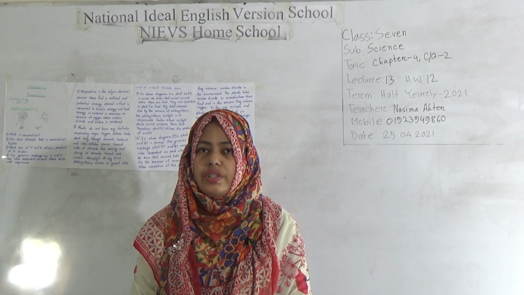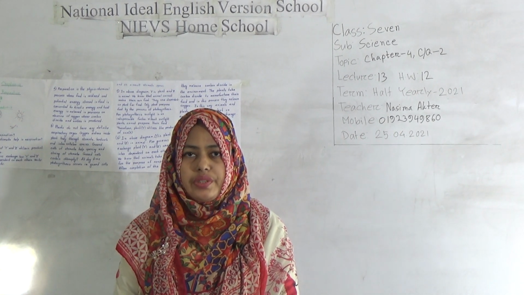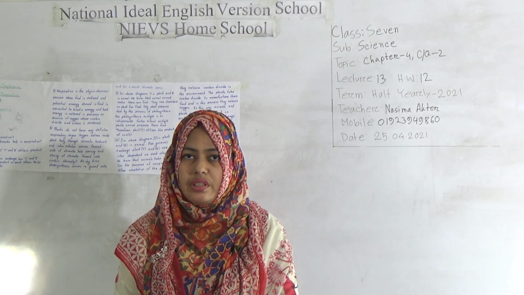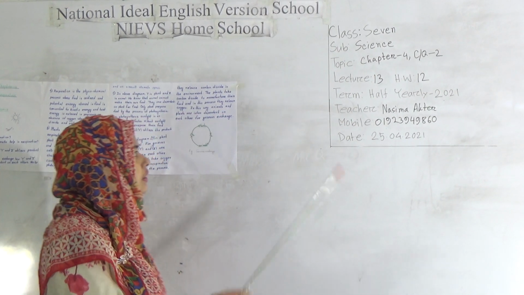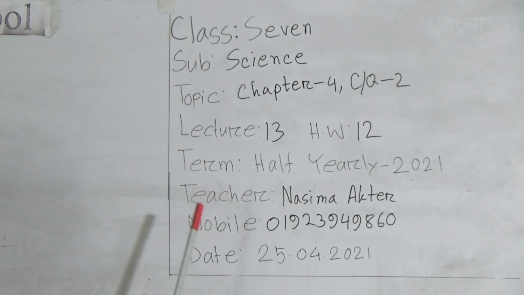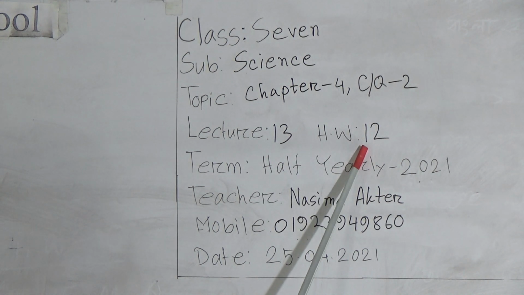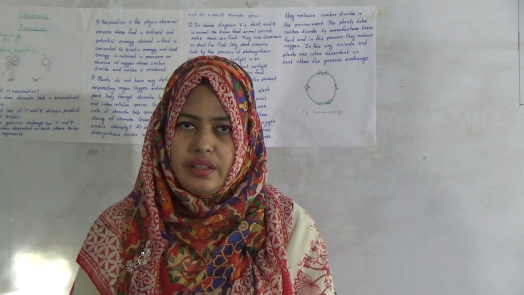Dear students, today I am going to take a science class for class 7 students. Our today's topic is chapter 4. Today we will do creative question number 2. Let's see today's topic from here. Our today's topic is chapter 4, creative question number 2, and this is lecture number 13, and I will give you SW. Our today's SW number is 12 number SW. So dear students, let's begin the class.